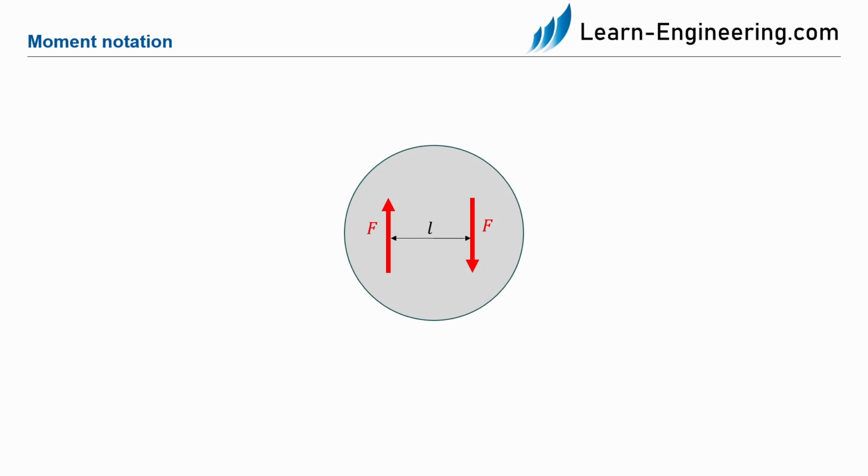The notation of the moment is not performed as a couple, but as a large M, with an arrow representing a rotational movement, either clockwise or counterclockwise, as shown in the example here. As already mentioned, the moment is calculated by the force times the length, so M equals F times L.